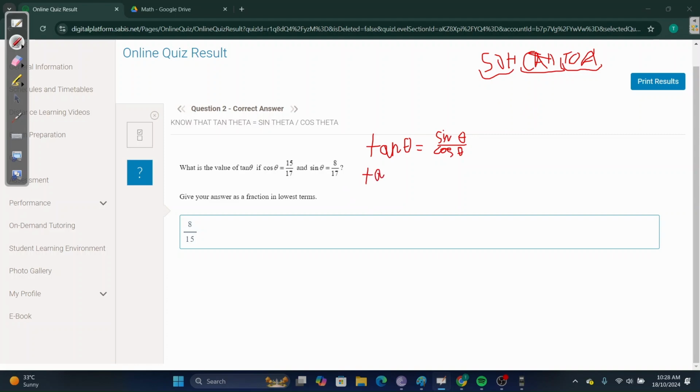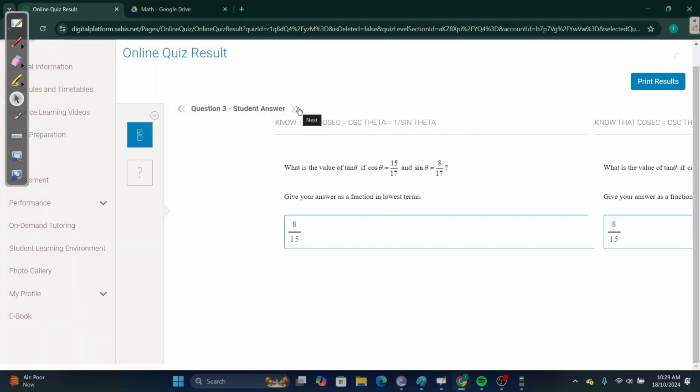Tan theta is equal to 8 over 17 over 15 over 17, right? So now these two values cancel out. The 17 and 17 cancel out, which makes it essentially 8 over 15, which is our answer. Now, if you think about it, this is why tangent is opposite over adjacent, because the hypotenuse values cancel out in general. So this is all you have to know. 8 over 15 is our answer. And moving on to question 3.